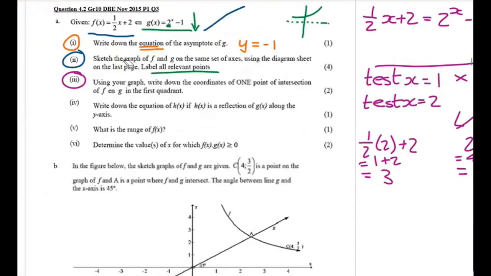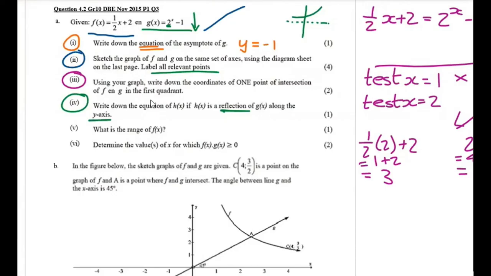Okay, guys, let's look at the next one. Write down the equation of h of x, if it is the reflection of g along the y-axis. So if I reflect something over the y-axis, tell me, guys, what's going to change if I reflect something over the y-axis? Imagine it. How's it going to change? Okay, so I'm not getting to the equation yet.